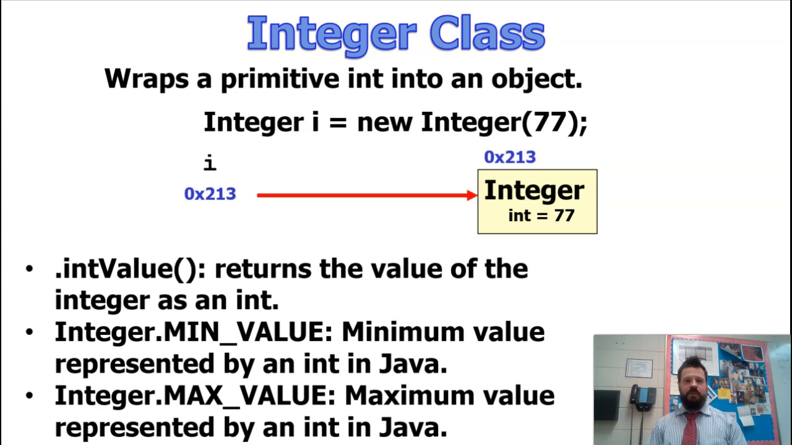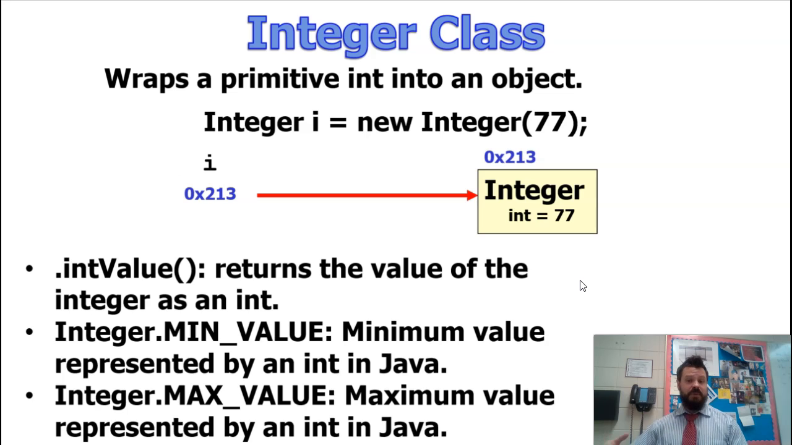So for example, the Integer class wraps a primitive int into an Integer object. And there's a couple of ways I can create one, but kind of the most straightforward way would be, I'd say I make an Integer object i and set it equal to a new Integer, let's say 77. And what this will do is rather than storing an int as a primitive, it's going to store i as a reference to an Integer object where that's storing a 77 here.